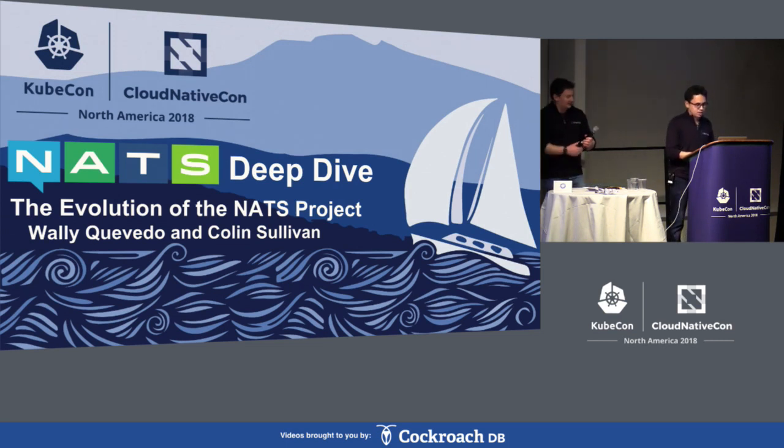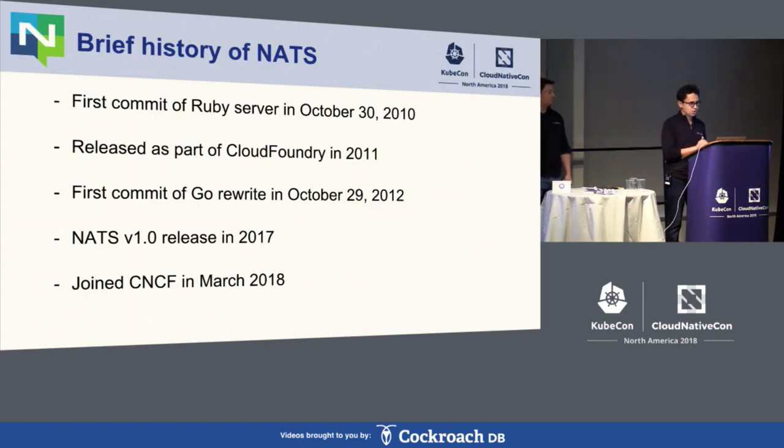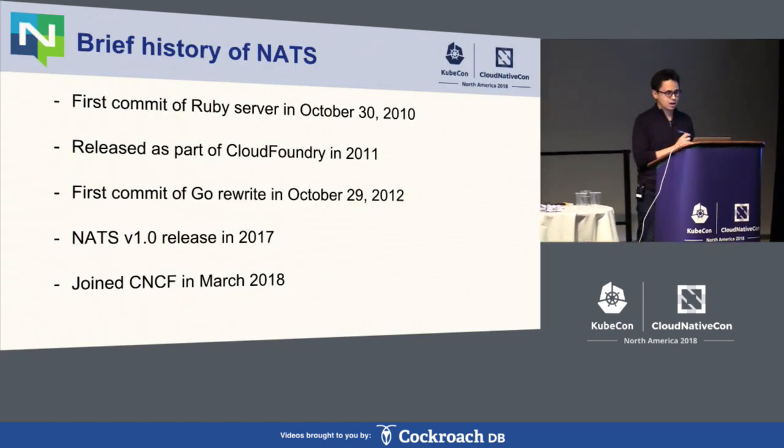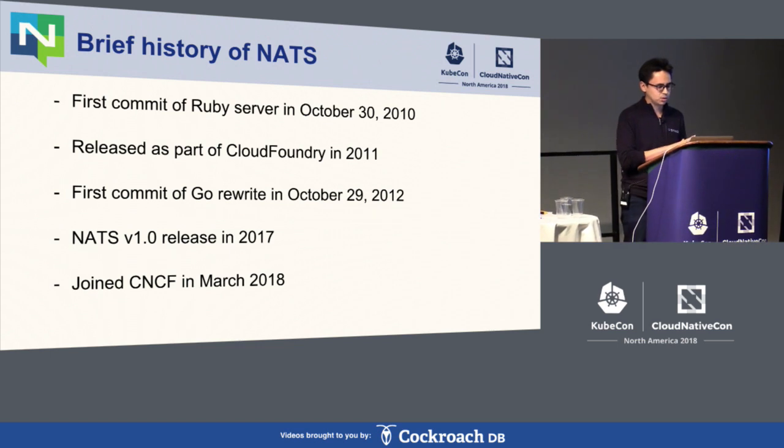Thank you for attending the deep dive to NATS. This is about the evolution of the NATS project. To give you a brief history of the NATS project, it's an eight-year-old project already. First commit was in 2010. First release was part of Cloud Foundry in 2011. It got open sourced with the open sourcing of Cloud Foundry.